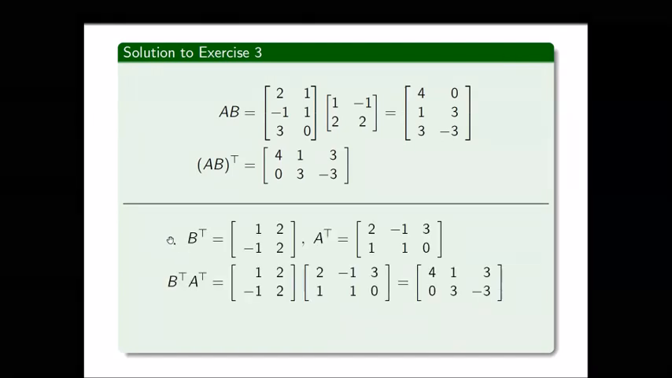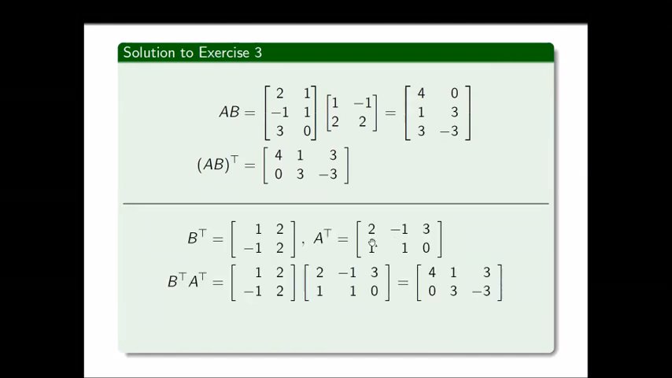On the other hand, we're going to take first transposes of matrix B and matrix A, and then we are going to multiply them in opposite order. So since my matrix B is 1, minus 1, 2, 2, its transpose is going to be 1, 2, minus 1, minus 2. So you take the rows and turn them into columns. And the transpose of A is going to be 2, minus 1, 3, and 1, 1, 0. So we take the first column and we make it the first row, and we take the second column and we make it the second row.